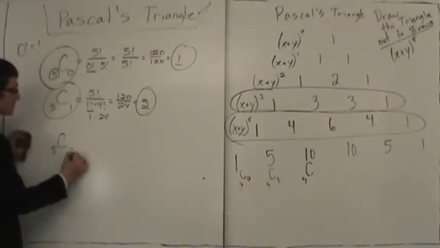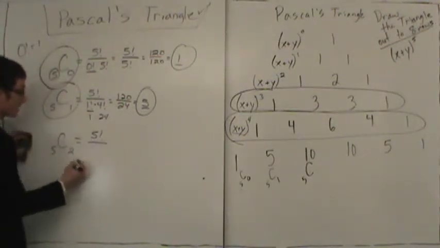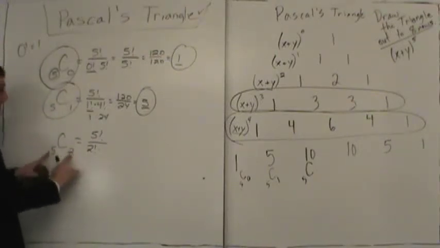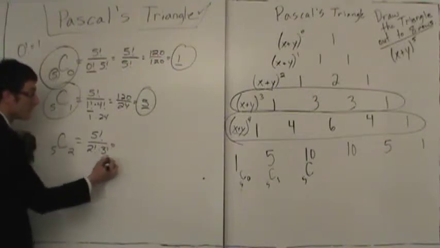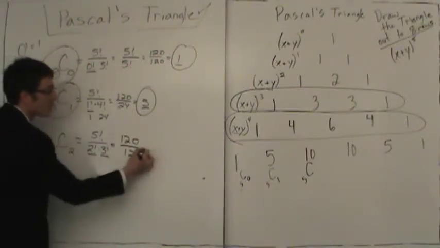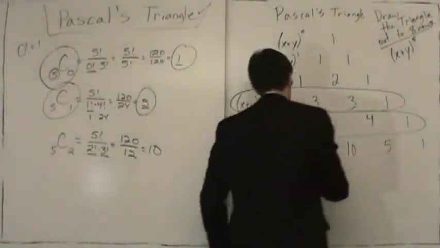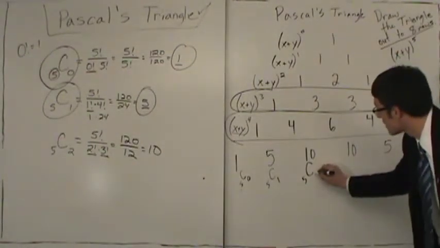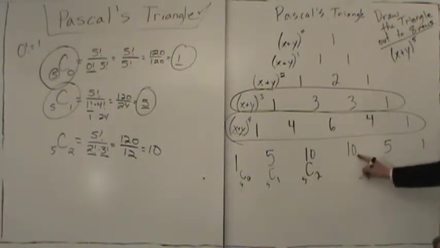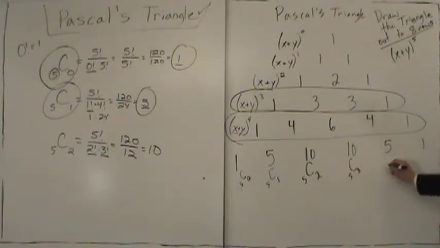So combination 5 choose 2. This is 5 factorial over what? We start with the 2. This is 2 factorial multiplied by subtract the 2. 5 minus 2 is 3 factorial. So we end up with 120 over 2 times 6, which is 12, or 10. So this is combination 5 choose 2. And the question is, I guess I just gave it away, what is this? So we're saying that 10 is combination 5 choose 3, combination 5 choose 4, combination 5 choose 5.